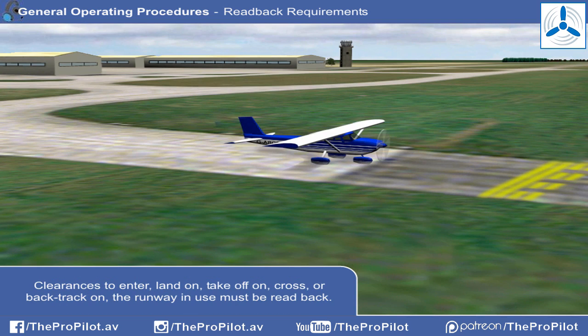Clearances to enter, land on, take off on, cross and backtrack on the runway in use must be read back.